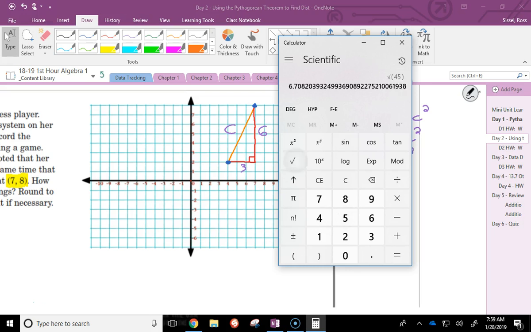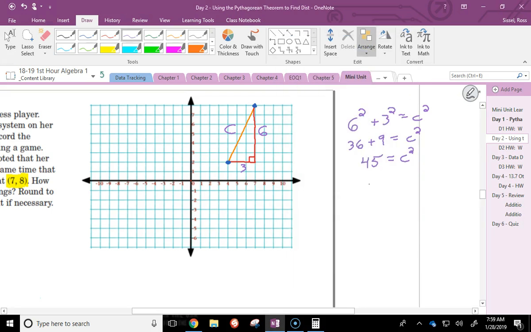Type it in, and you hit the square root. So I'd say 6.7. Use that little wavy equal sign to show that it's an about. So I would say about 6.7 units. Please make sure to put your label. Okay. Should be fairly straightforward what we're working with.